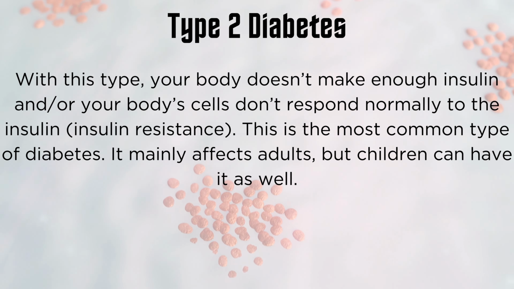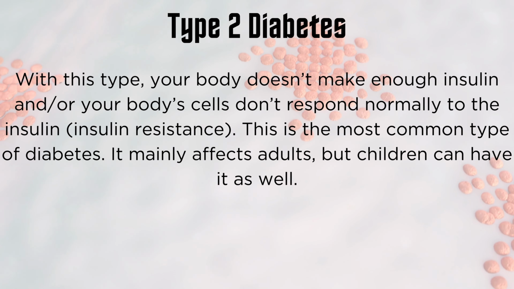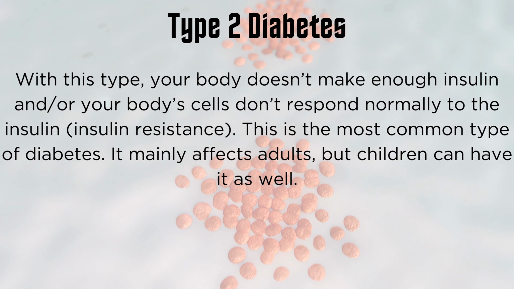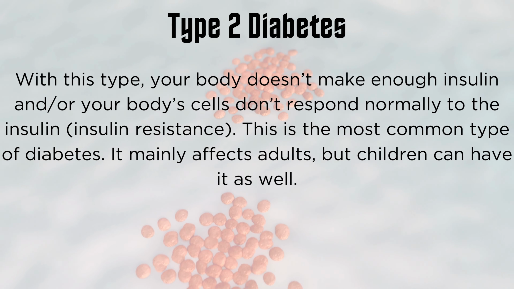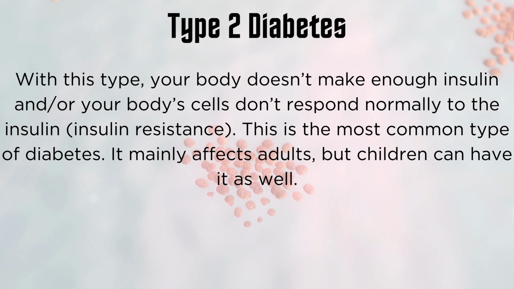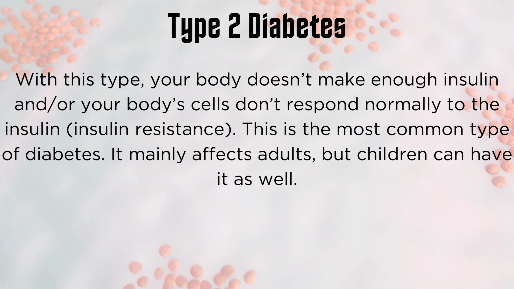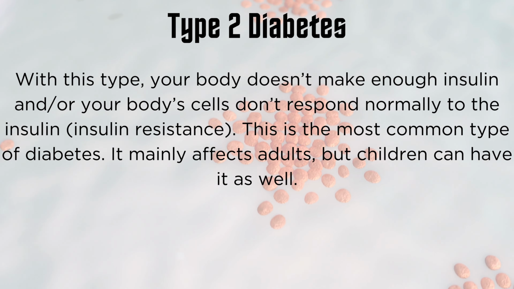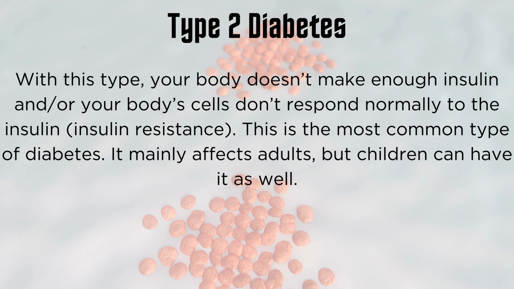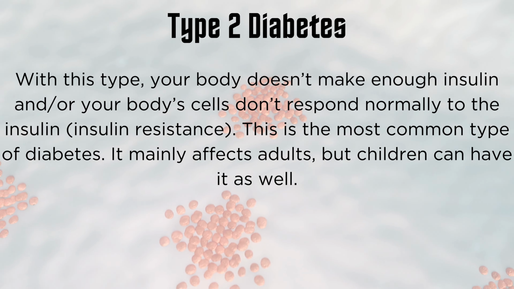Type 2 diabetes. With this type, your body doesn't make enough insulin and/or your body's cells don't respond normally to the insulin, which is called insulin resistance. This is the most common type of diabetes. It mainly affects adults, but children can have it as well.